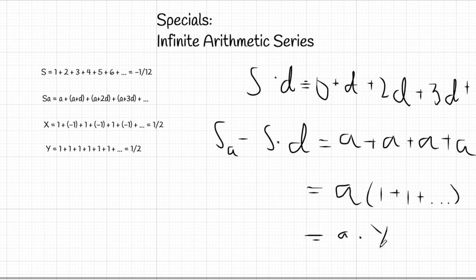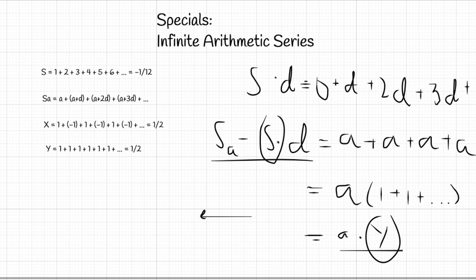This is our final equation. We have s sub a minus s times d is equal to a times y. This seems to have 5 variables in it. We only know 2, but that doesn't matter because since this is a formula, we don't really care much about the variables. As long as we have enough knowns, we can actually solve for it. Right now we know s and we know y, so we can go ahead and plug those in.